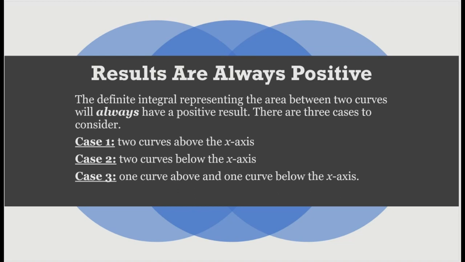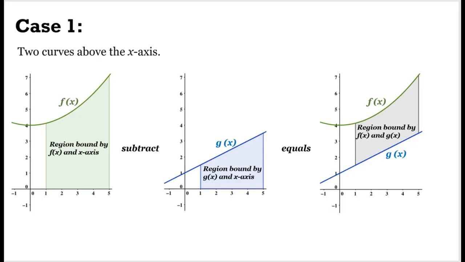Case 1, two curves above the x-axis. Case 2, where we have two curves below. And case 3, where one curve is above and one is below. So let's just look at those. So here's case 1.